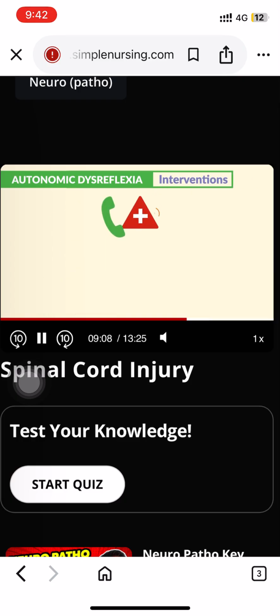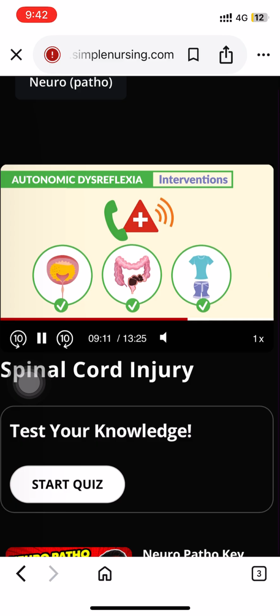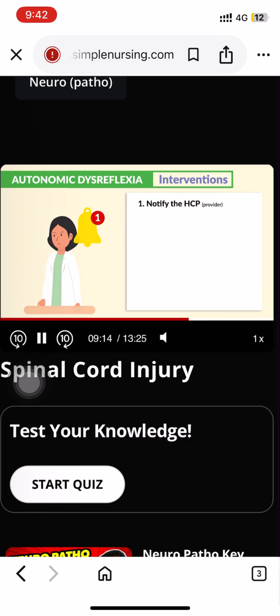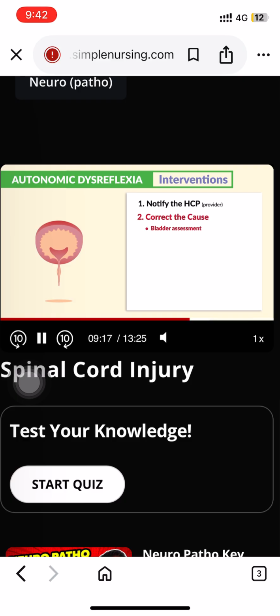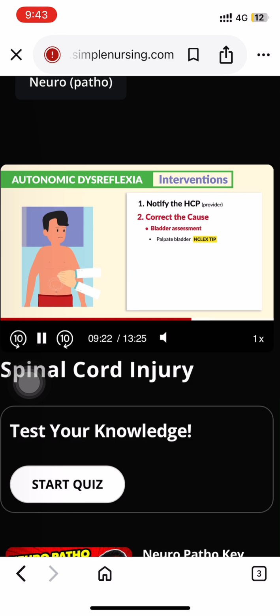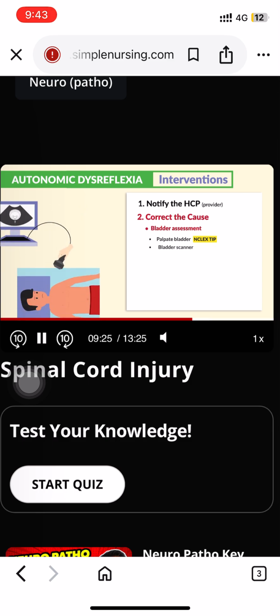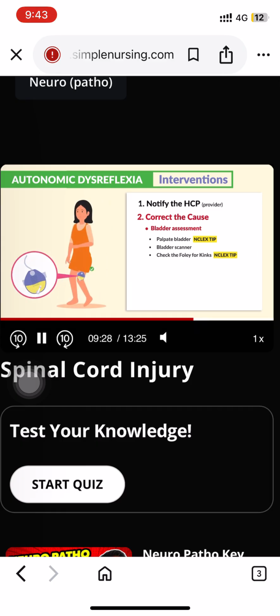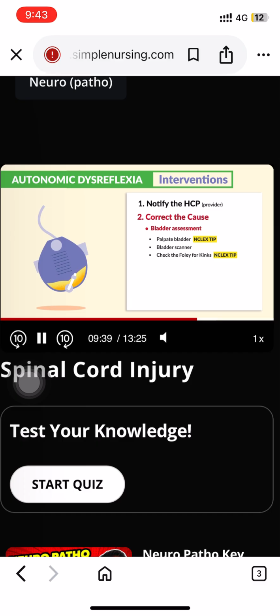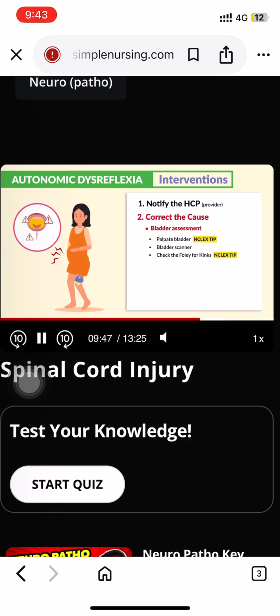So for interventions, the emergency treatment includes correcting the cause. So first, we notify the HCP provider. Second, we correct the cause. So we have to assess what's causing the problem. So for bladder assessment, the key terms that were used were palpate the bladder, use a bladder scanner, and check the Foley for kinks. Just think anything that causes the bladder to be distended can cause autonomic dysreflexia with our spinal cord injury patients. So even sediment inside the Foley drainage device itself can clog the Foley with chunky urine and basically back up that bladder, causing distension.